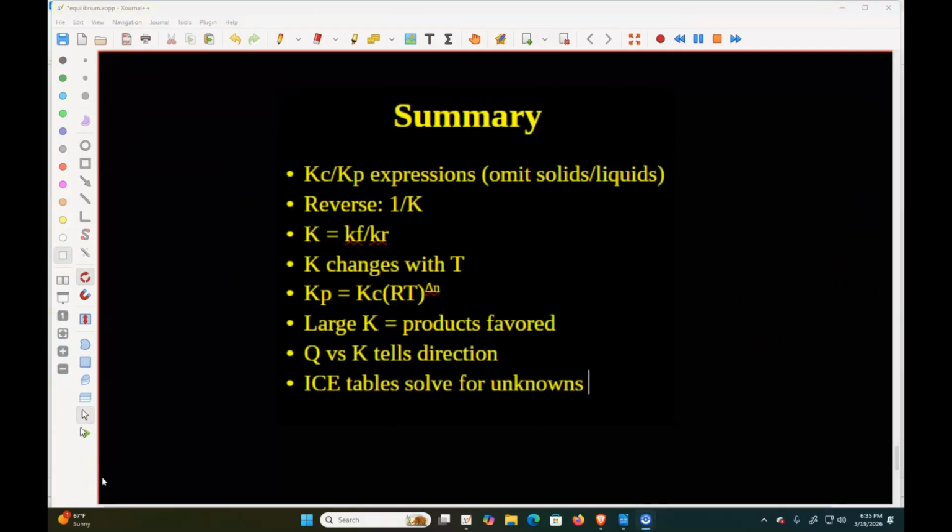So today you learned how to write K expressions, predict reaction direction using Q, solve equilibrium problems using ice tables, and apply Le Chatelier's principle. Mastering equilibrium is a huge step in chemistry. It connects kinetics, thermodynamics, and real-world reactions.